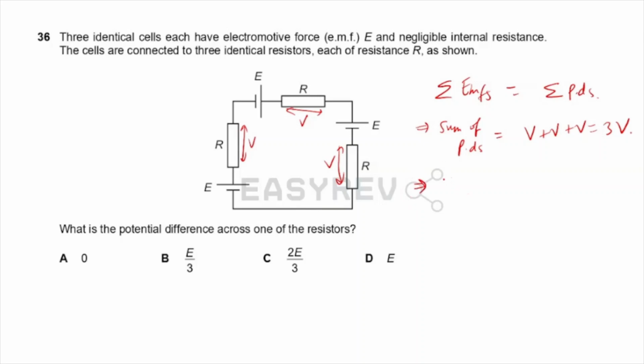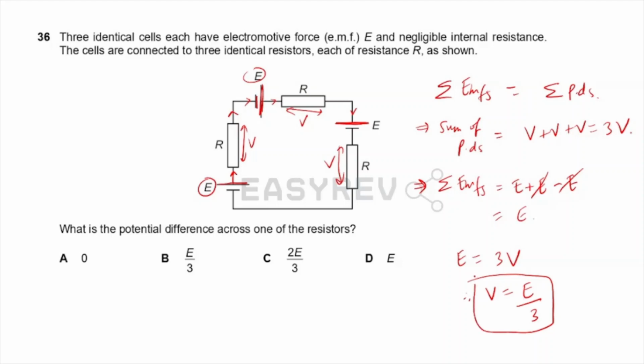Now for the EMFs. The sum of EMFs is not that straightforward because we have to see how the terminals are arranged. So we see that for this EMF E, if we follow the conventional current direction, the positive terminal matches with the negative terminal, so there will be an addition of EMF here. But when you look at the next cell, the positive terminal faces the positive terminal of the other cell. Now there will be a cancellation. So the sum of EMFs is actually just EMF E. So when you equate the two, you get E equals 3V, meaning V is going to be E over 3. So the answer will be specifically B, right? Now on to the next one.